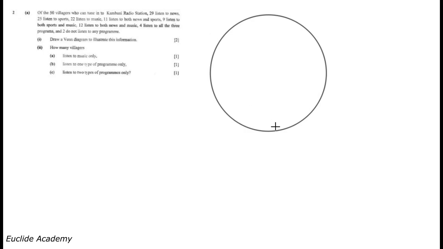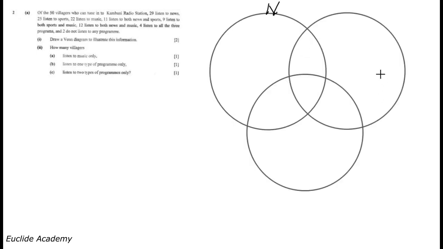So make sure when you go to the exam you carry a compass. So you draw this circle. This circle is going to represent those who like news, or the news category. We'll just say N, and then we're going to draw another one to represent the ones who listen to sports, and the other one to those who listen to music. So this is how we're going to arrange our categories.